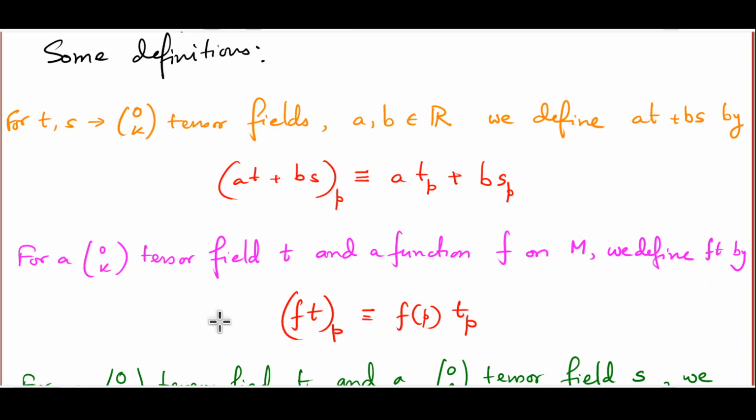Now, for another definition, if you have a (0,k) tensor field T and a function f on M, we define the product fT, the product of a function f and the tensor field T, as a (0,k) tensor field whose value at the point P is defined via the obvious definition. f yields a number f(P) at the point P, and if you multiply the value of the tensor field T at the point P, T_P, by that, you get another tensor at this point P. And this is exactly how you define fT: a tensor field whose value at the point P is given by f(P) times T_P.